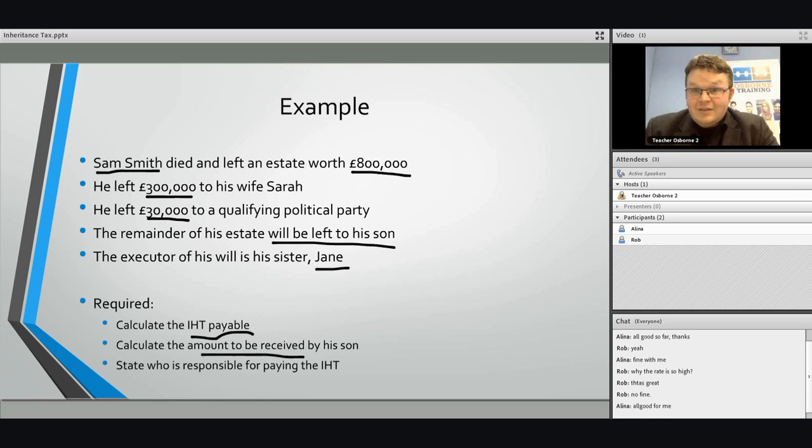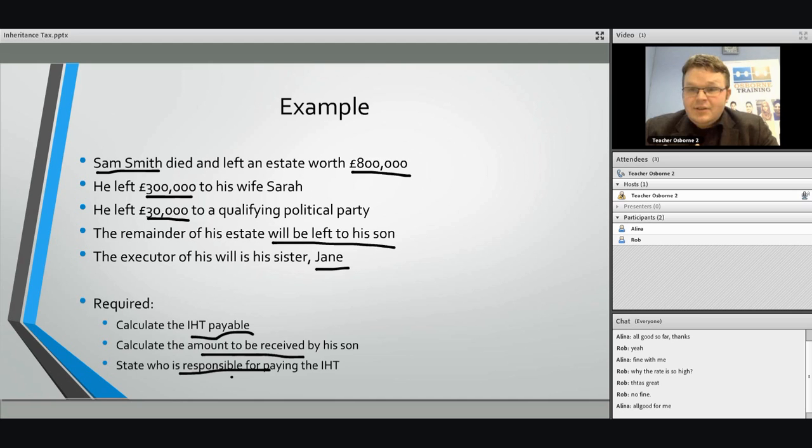£470,000. He's not going to receive that because we have to actually deduct the IHT from that. And the following thing is, this is usually a multiple choice question in a box that asks, who is responsible for paying IHT? Alright, so let's look at how we tackle these types of questions.